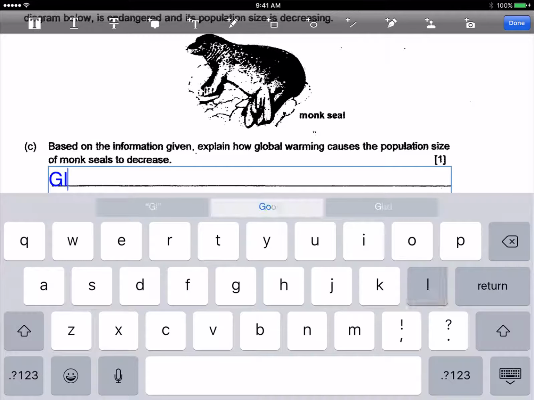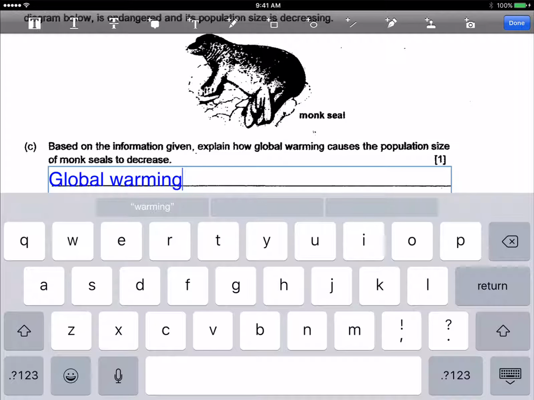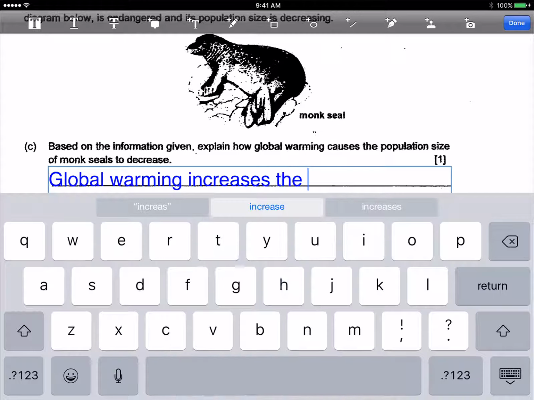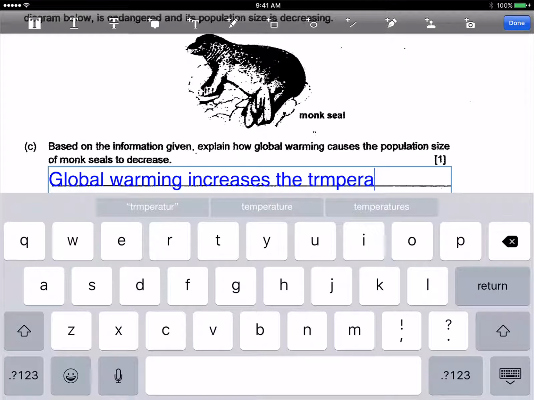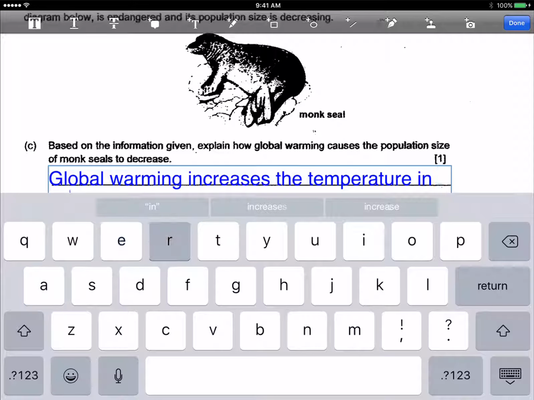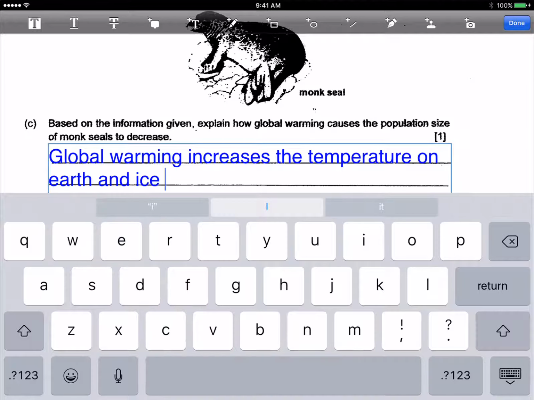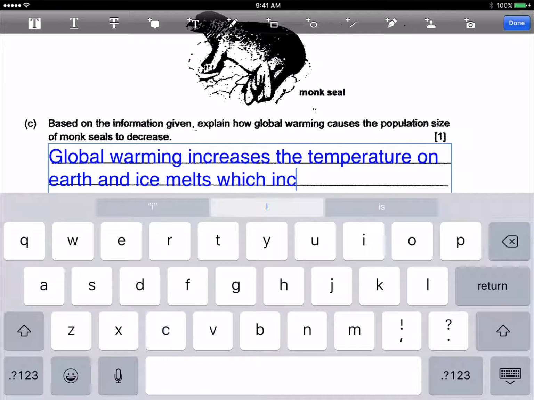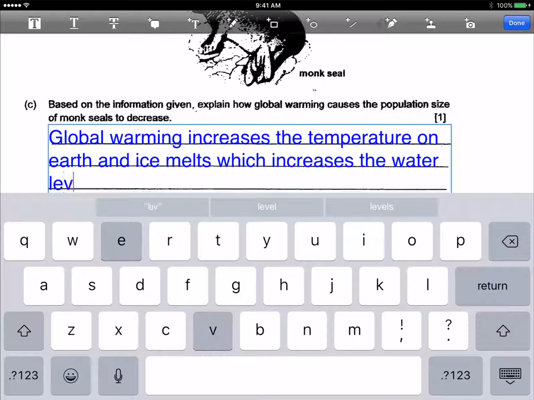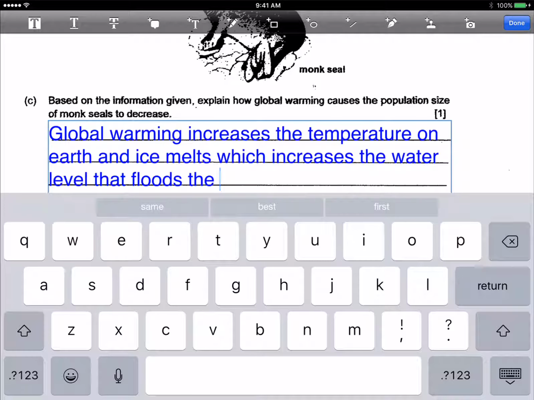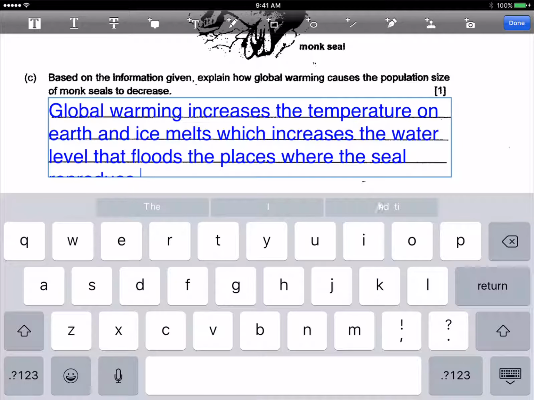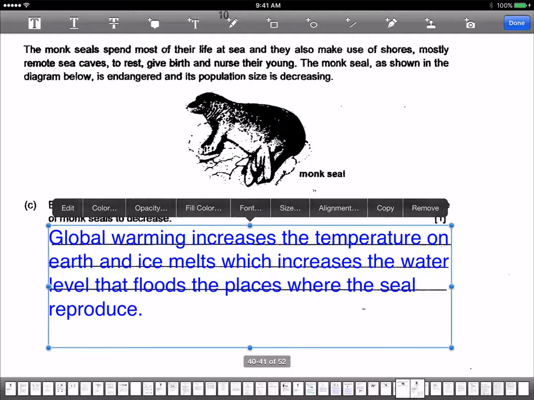Okay? You see that? So we will say that global warming increases the temperature on Earth and ice melts, which increases the water level that floods the places where the seal reproduce. Right, I know it's 1 mark, but there's actually a lot to explain.